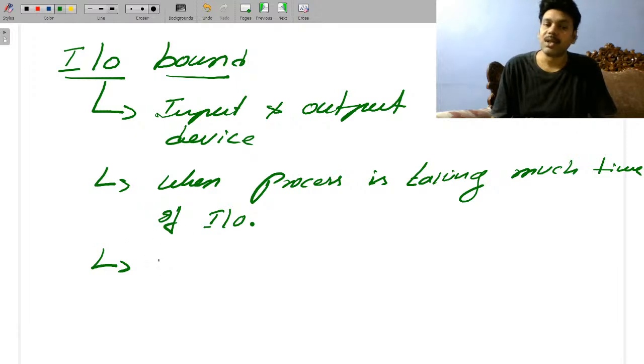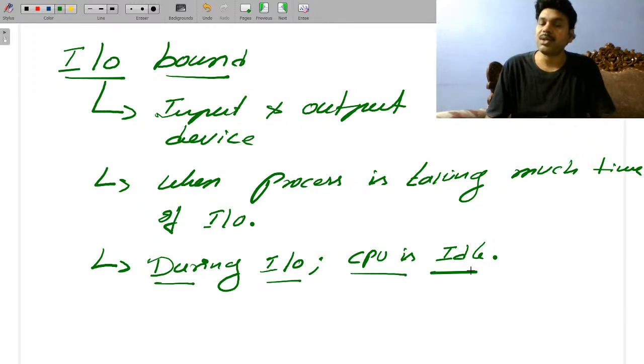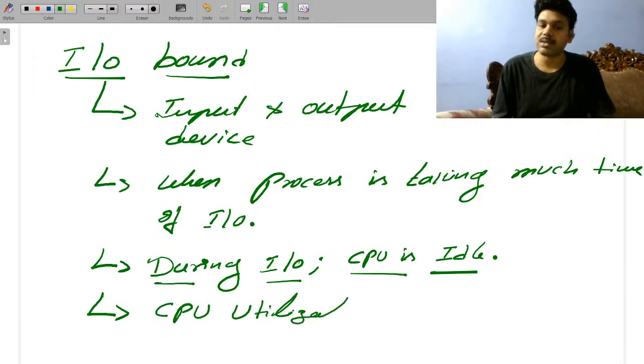What is the very important problem? During IO, what is going to happen? The CPU is idle. This is very important. During the IO processing, the CPU is idle because the process is busy with IO only. So when the CPU is idle, what is the problem? Yes, there is a big problem. CPU utilization is very less.